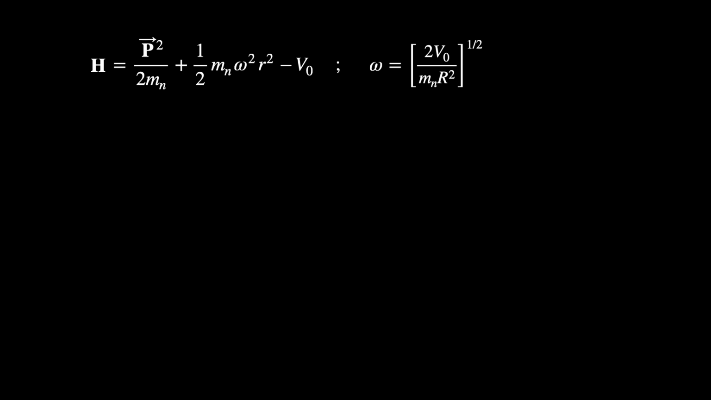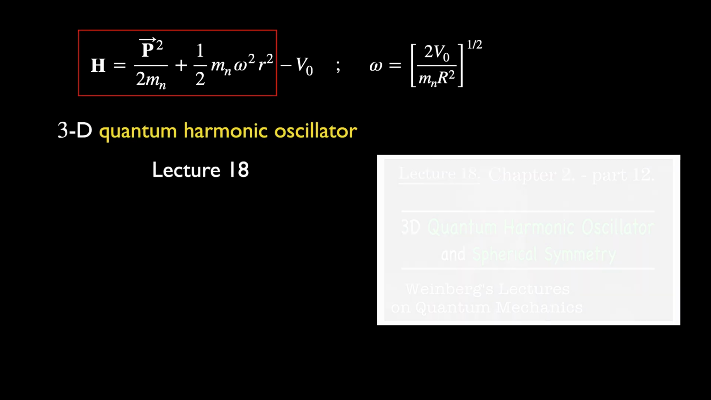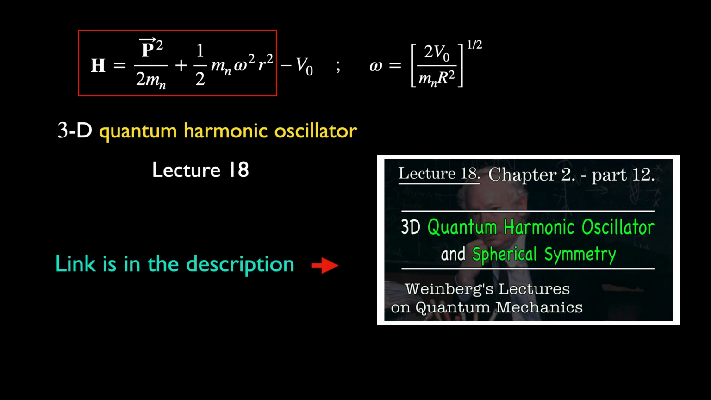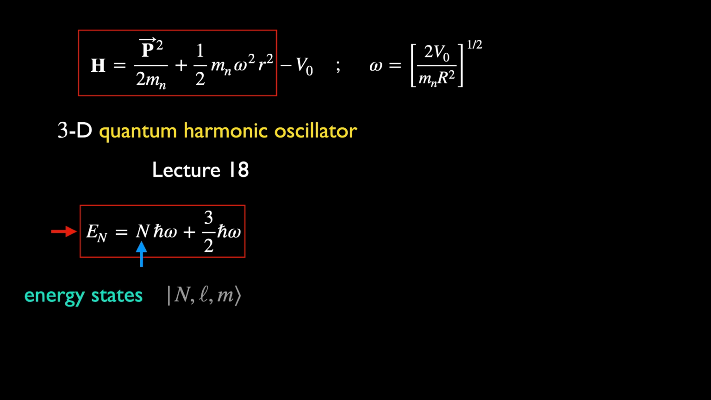The motivation for this change of parameters is to be able to use our results on the 3D harmonic oscillator from lecture 18. The eigenvalues of this Hamiltonian are given by this expression, where n is the energy quantum number that takes integer values. These energy states are also angular momentum states, since the 3D harmonic oscillator is rotationally invariant.